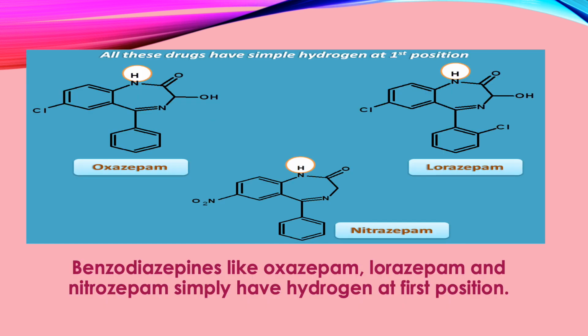The next one is benzodiazepines like oxazepam, lorazepam, and nitrazepam, which simply have hydrogen at first position. So all of these drugs have hydrogen at our first position instead of a methyl group. So remember, hydrogen and small alkyl are advantageous for CNS depressant activity.